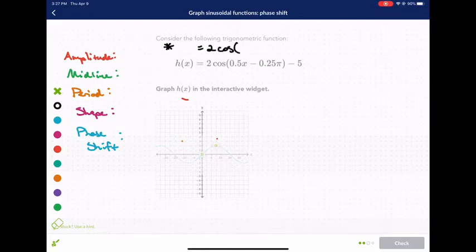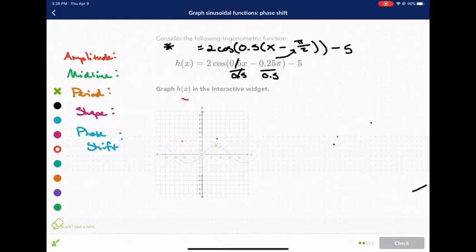We actually need to factor out this number that's in front of the x, the 0.5. We're going to factor it out, divide both terms inside of the parentheses by 0.5, and then write what's left over. If I divide 0.5 by 0.5, factor it out, you get an x that's left, right? What about 0.25 divided by 0.5? That's 1/2 of 0.5, right? 0.25 is 1/2 of it, and you have a pi left over, so pi over 2, and then minus 5. So that's the equation I actually want to use.